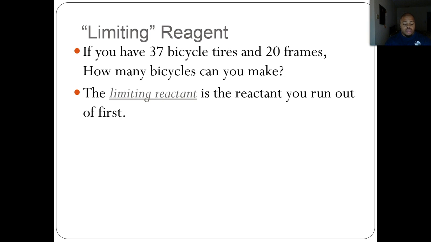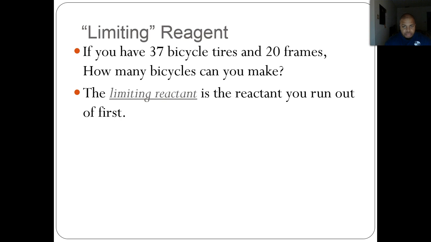Well, 37 divided by 2 gives me 18.5. So close. That means I'll actually be able to make 18 bikes. Now, what about that 0.5? Well, bicycles run on 2 tires, and I'm not skilled, nor can I sell a bike that has only 1 tire. So in this case, my bicycle tires are going to be my limiting reactant, the one that limits the amount of product that I'm going to be able to make.